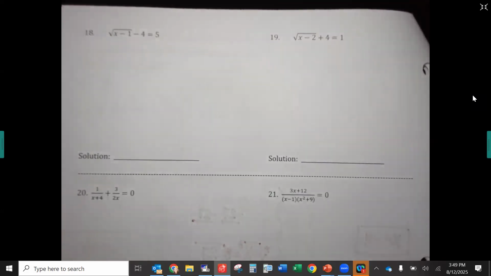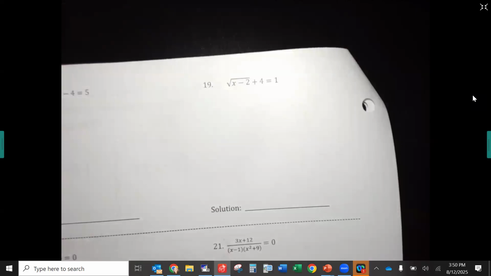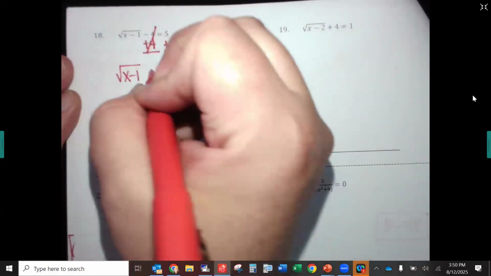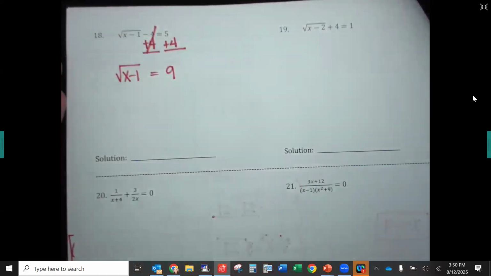All right, we are gonna do these 2, and then just one more for today, and then we're gonna take a break. So hang in there, take a look at number 18. Okay, number 18, you should have started by doing what as your first step? Add the 4. All right, then 5 plus 4 gives me 9. How do I get rid of a square root?